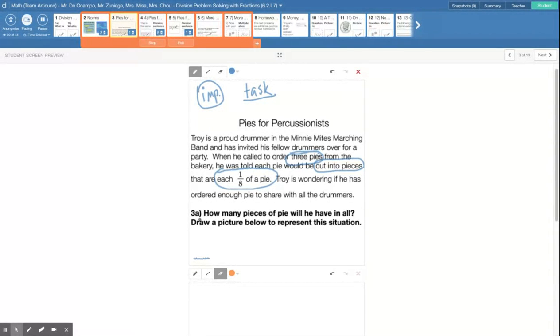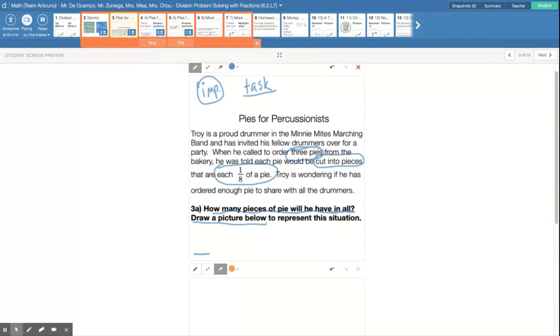Now I'm going to read this again. How many pieces of pie will he have in all? I need to underline that because that is the task we have to do. And there's a second task. We have to draw a picture below to represent the situation.